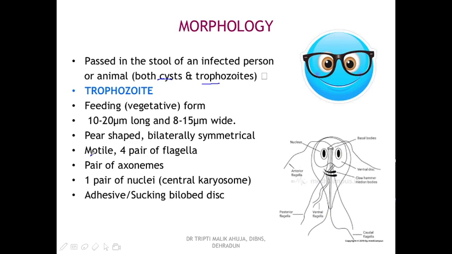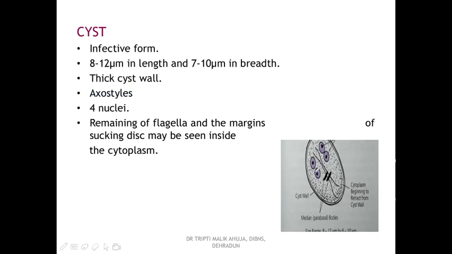The organism is highly motile by means of 4 pairs of flagella present at different locations in the pathogen. It also has 1 pair of axonemes. It has 1 pair of nuclei having a central karyosome. There is also an adhesive sucking bilobed disc because of which it attaches to the intestine.